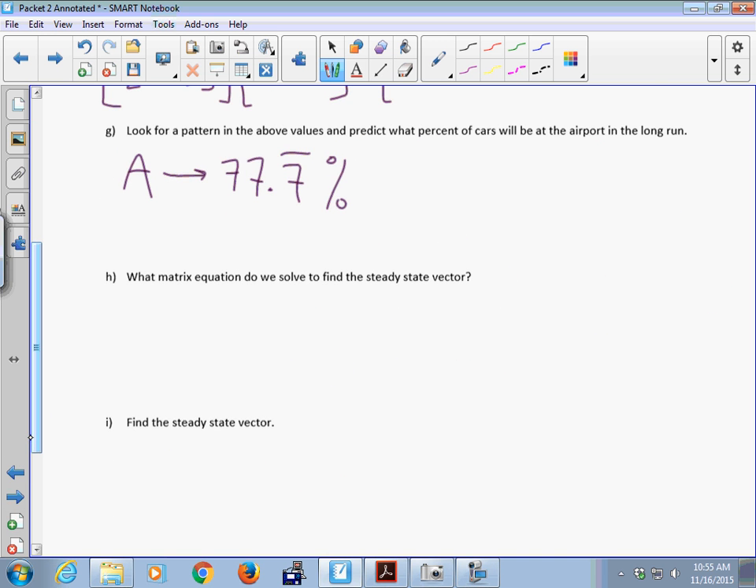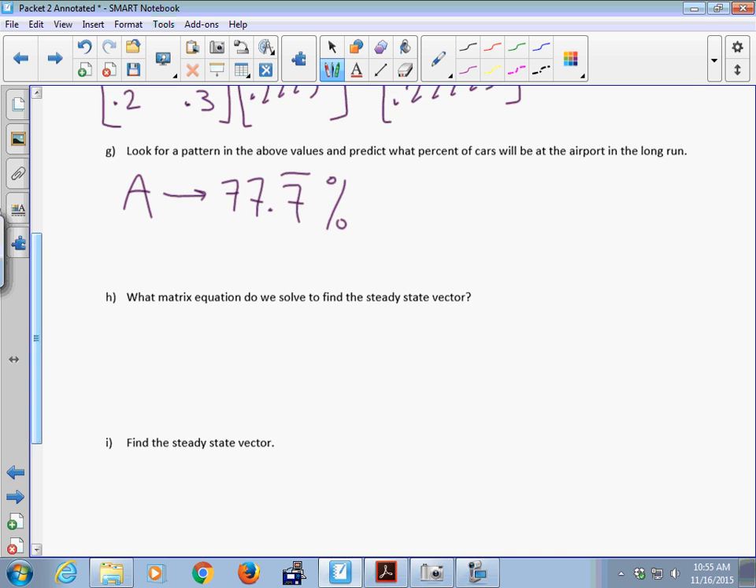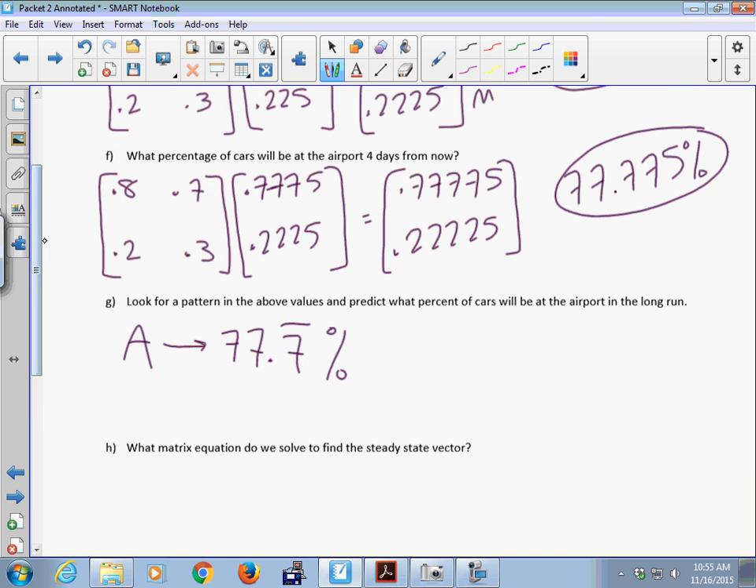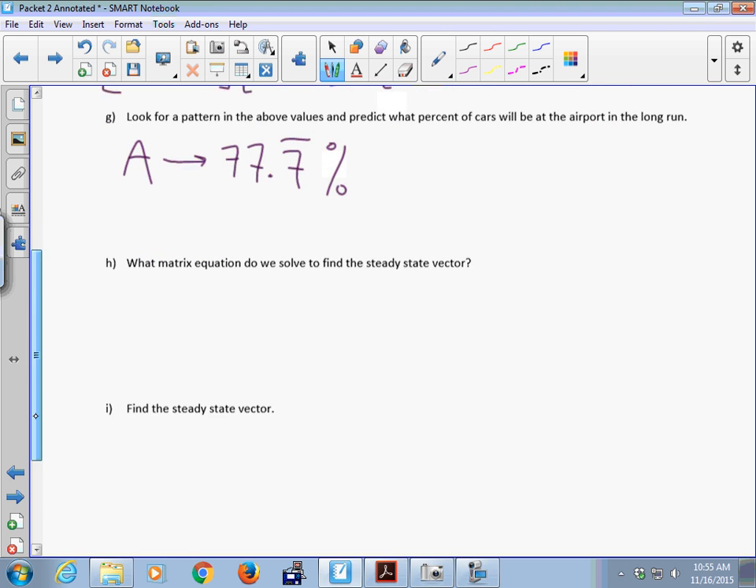The problem I have is that approach is 777. The bottom approach is 22.2. 0.7 repeating forever plus 0.2 repeating forever equals 0.9 repeating forever, which is 1. We'll discuss that later. Let's finish what we're talking about.